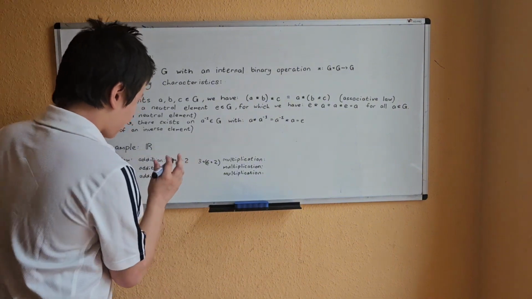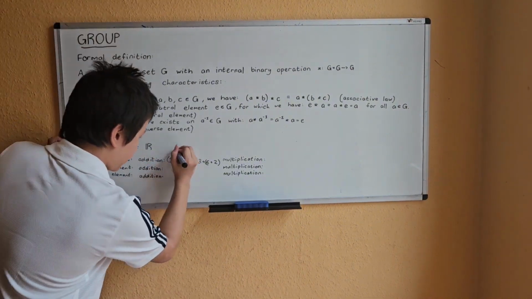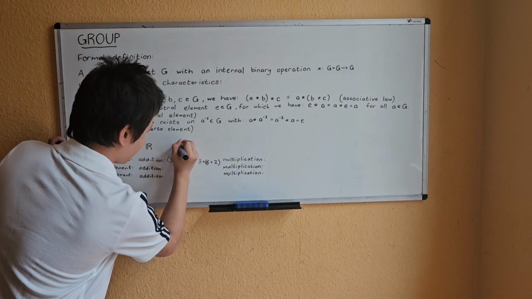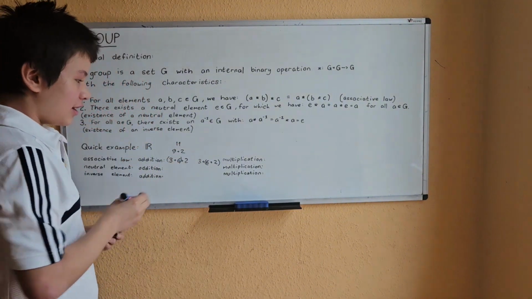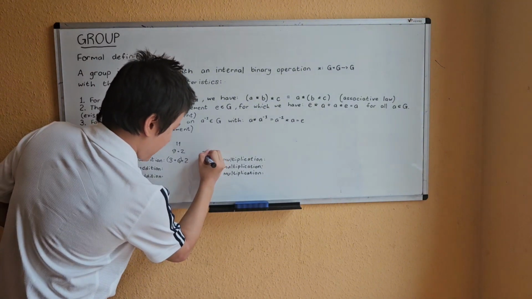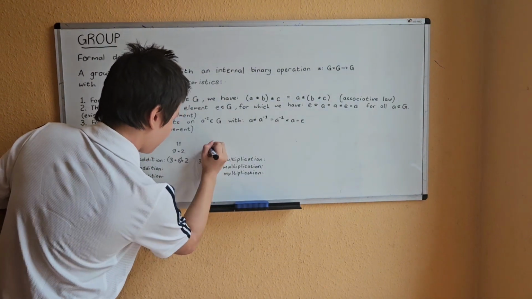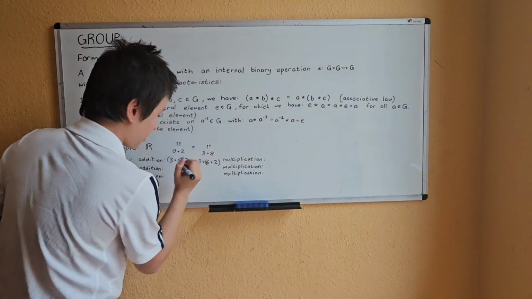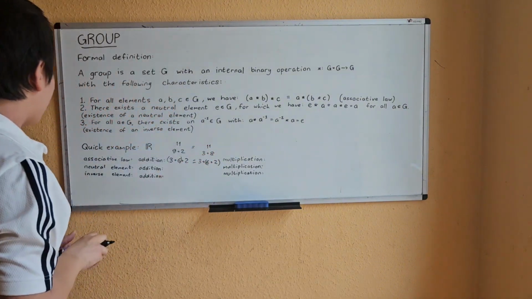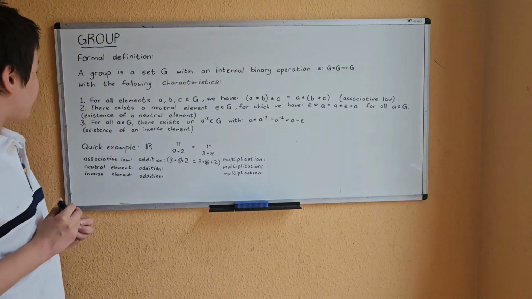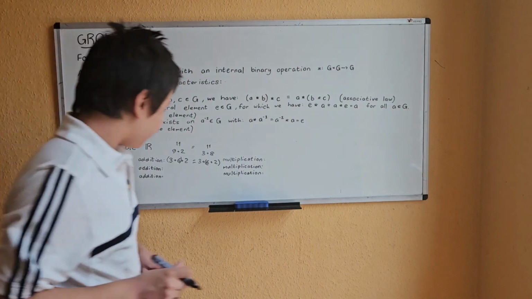So we'll begin with the first example. 3 plus 6 equals 9, plus 2 equals 11, and 6 plus 2 equals 8, so 3 plus 8 equals 11. So these are equal to one another, and with that, the associative law holds for addition.